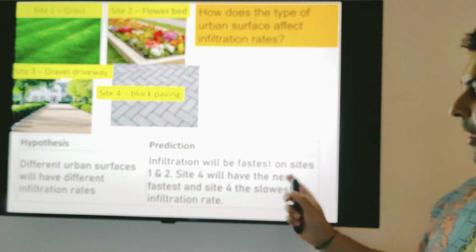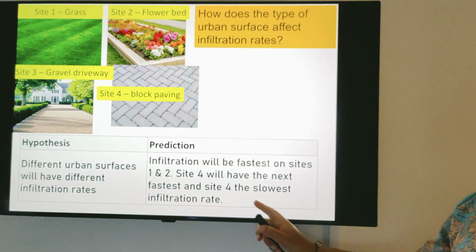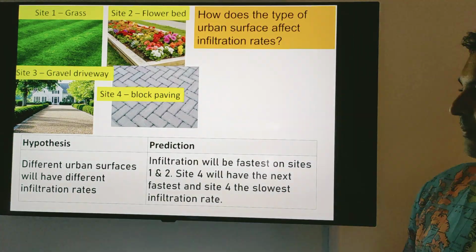Infiltration will be fastest on sites 1 and 2. Site 4 will have the next fastest, and site 5, the slowest infiltration rate.